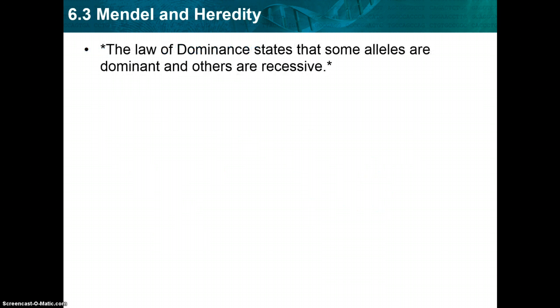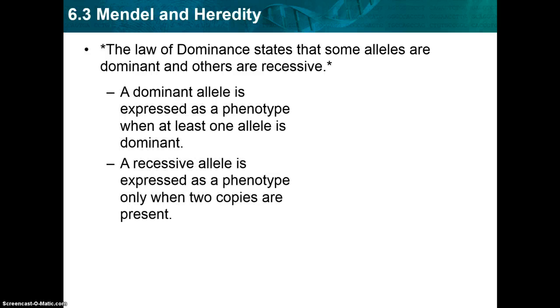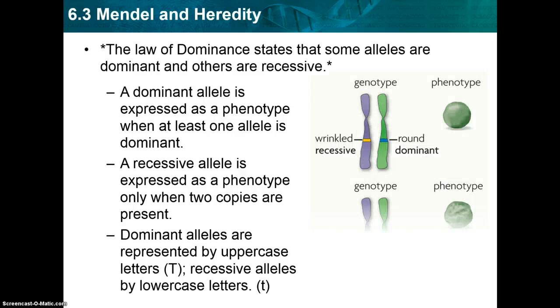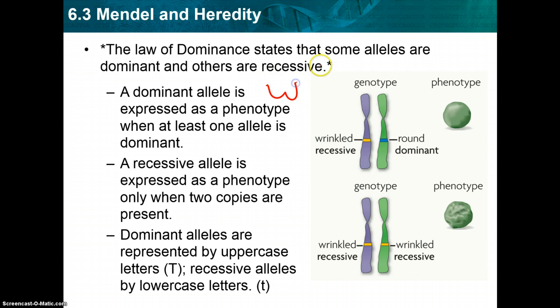The law of dominance states that some alleles are dominant and others are recessive. And you're thinking, duh. A dominant allele is expressed as a phenotype when at least one allele is present. So you will see a dominant allele, we'll do the wrinkled and the round, whenever you have at least one. I should have used R. I know, I hate W. I know, let's use R. You will see the round as long as you have one of the dominant traits, which a capital letter is your dominant, a lowercase letter is your recessive.